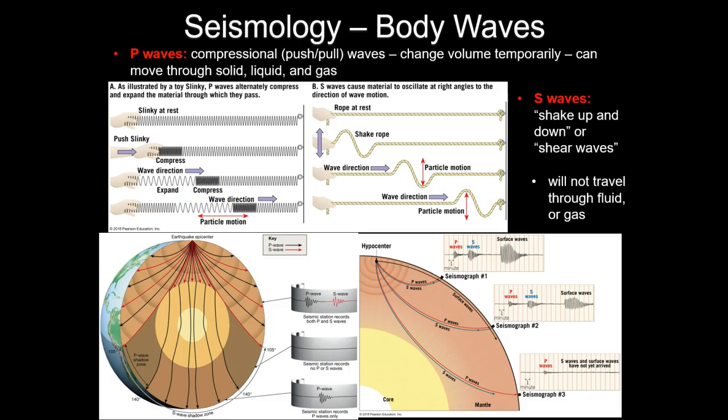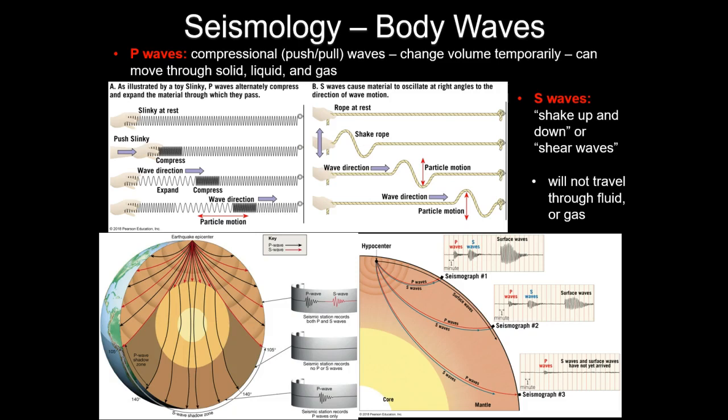So P waves travel through solid, they travel through liquid, and they travel through gaseous parts of the Earth's interior. And they can travel through all of these media because all of those can get compressed and they can rebound after the compression happens, so they can stretch back out. P waves will travel the fastest out of all of the seismic waves. And so they will be the first ones seen within a seismogram. They will be the first ones recorded.